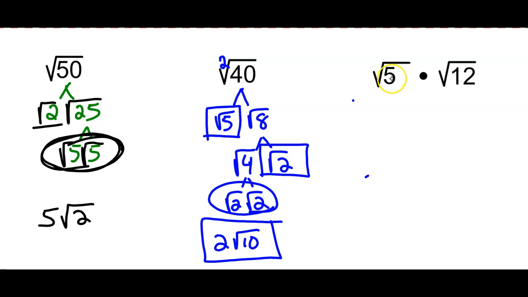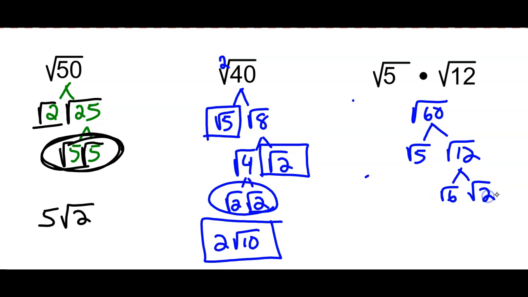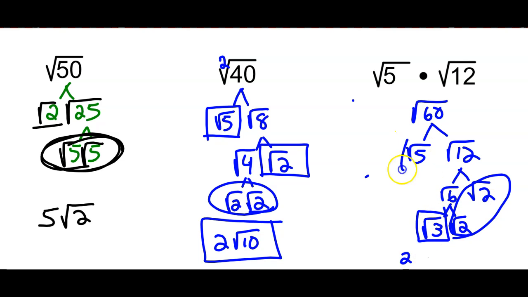So for this one, you've got the square root of 5 times the square root of 12. You could say, well, that's the square root of 60 and simplify it from there. So we could go backwards and say the square root of 5 times the square root of 12, which is the square root of 6 times the square root of 2, which is the square root of 3 times the square root of 2. We're really just coming up with the prime factorization here and then looking for pairs. Here's a pair. So root 2 times root 2 is just 2. And then this is my leftover, the square root of 3, the square root of 5, which is the square root of 15.